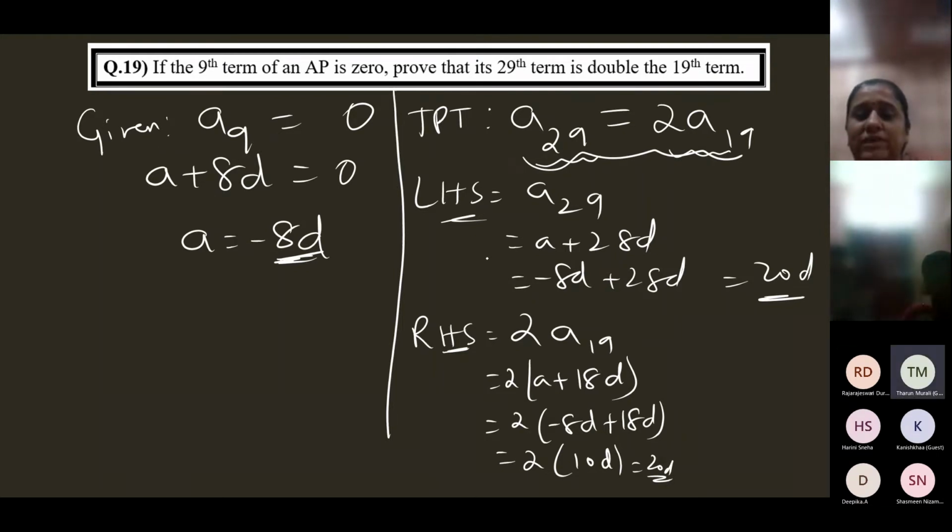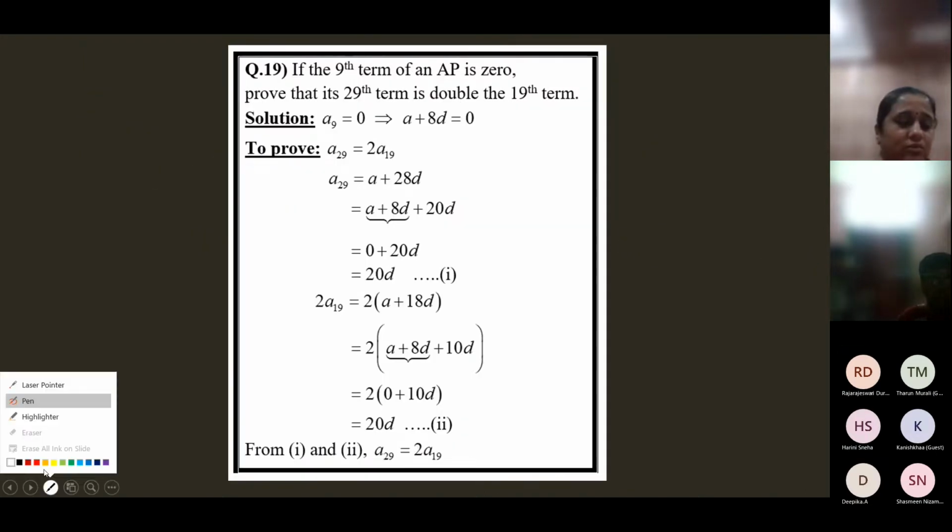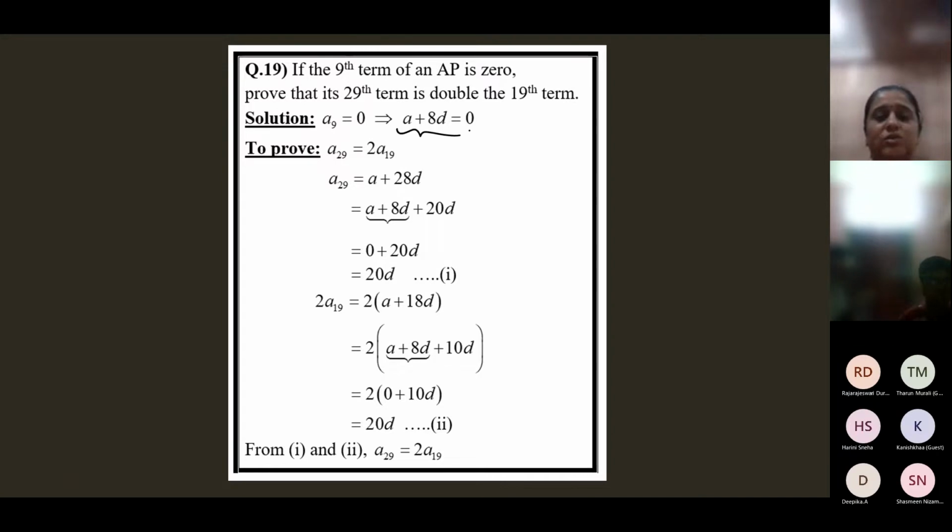So we'll have to prove something. I've taken the LHS, RHS, and both are equal to 20D. So that means A29 is equal to 2 times A19. Here, since we know that A plus 8D is 0, we need to prove this. So take A29, A plus 28D. I'm writing this 28D as 8D and 20D because we have 8D here, no? So I'm splitting 28D as 8D and 20D.